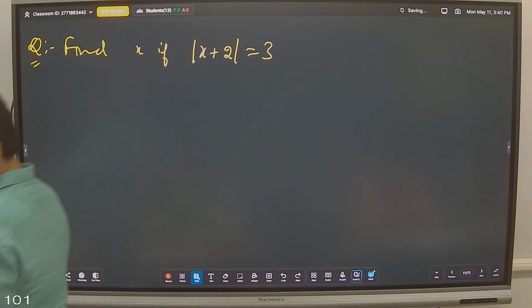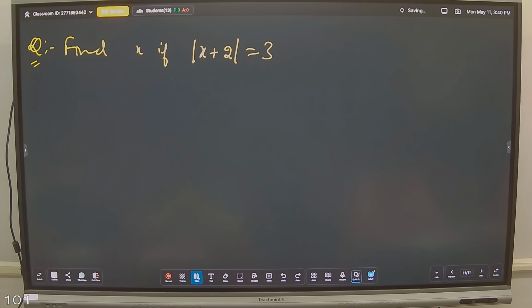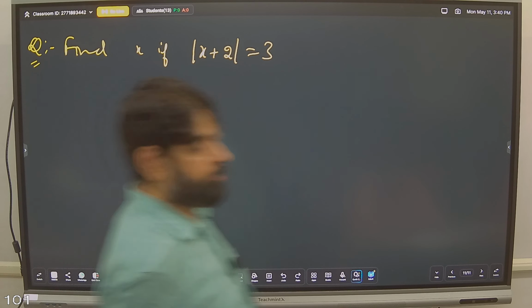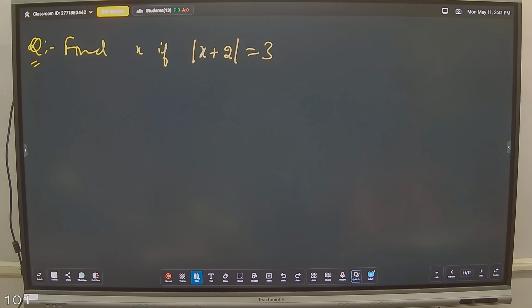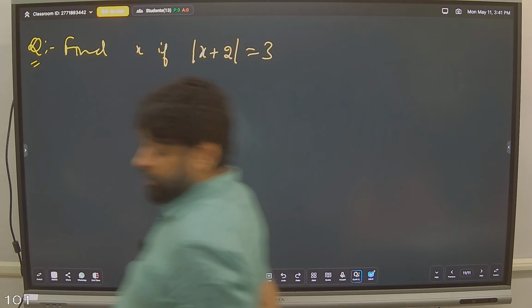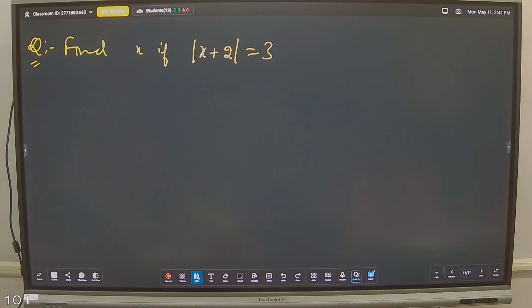Do by this method. Understand, don't run behind the answer. Answer you already know. I am asking you to understand the concept and do it properly.